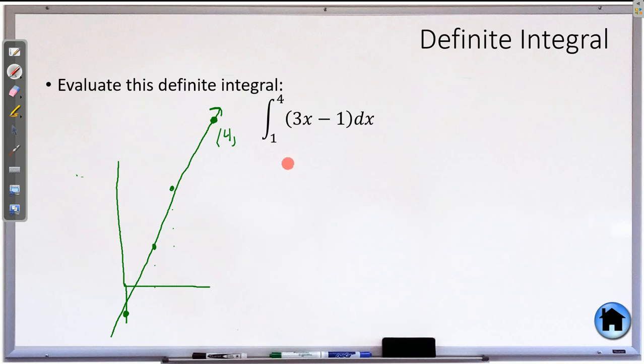4 comma what? If I plug in 4, 12 minus 1 is 11. And if I start at 1, that is the point. Let's see, if we plug in 1, 3 minus 1 is 2. So 1 comma 2. I want the area under the curve from 1 all the way to 4.